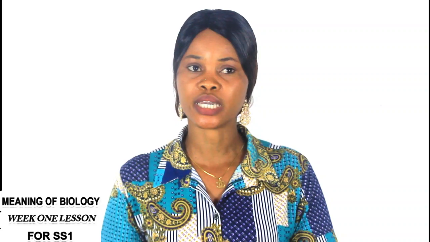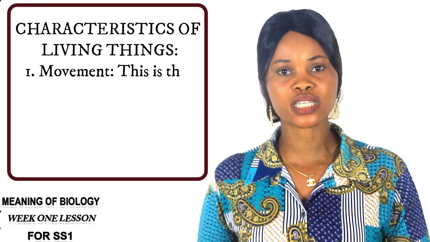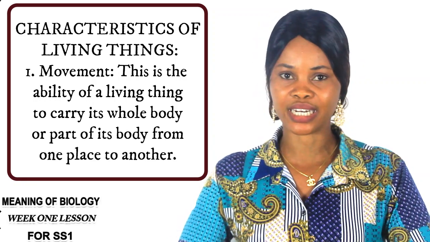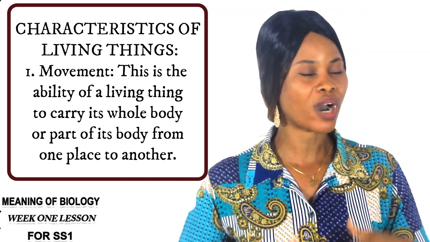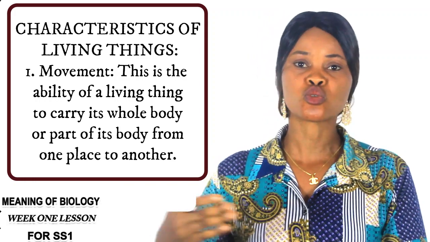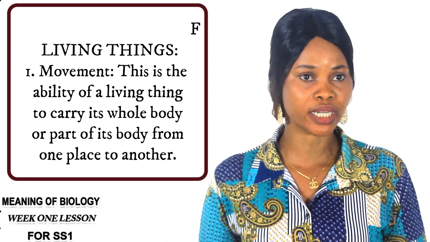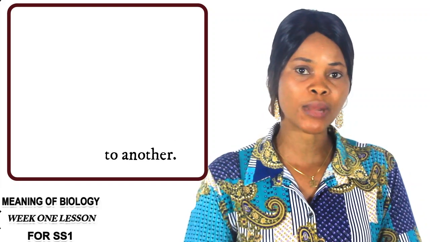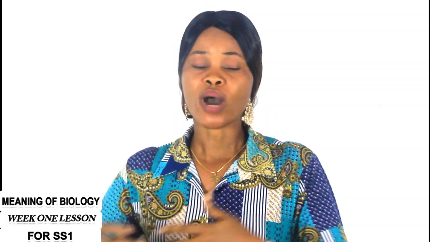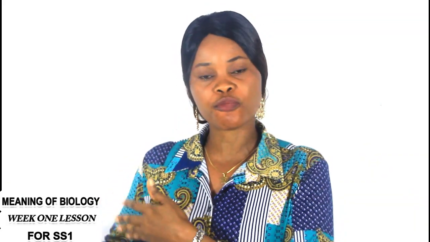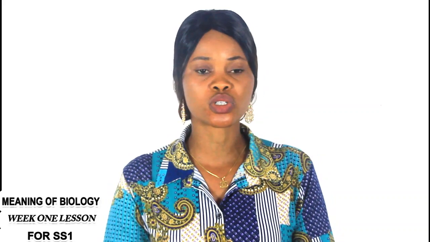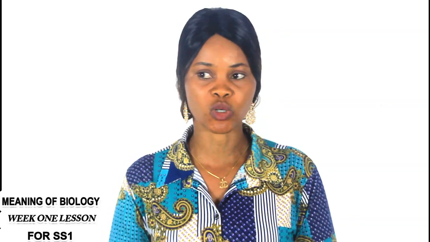The first one is movement. So living things move from place to place. Movement can be defined as the ability of an organism to move or to carry its whole body or part of its body from one place to another. Most animals have the ability of moving their whole bodies from one place to another, while most plants can only move part of their body, such as the leaf, the roots, the shoot, in response to external stimuli.